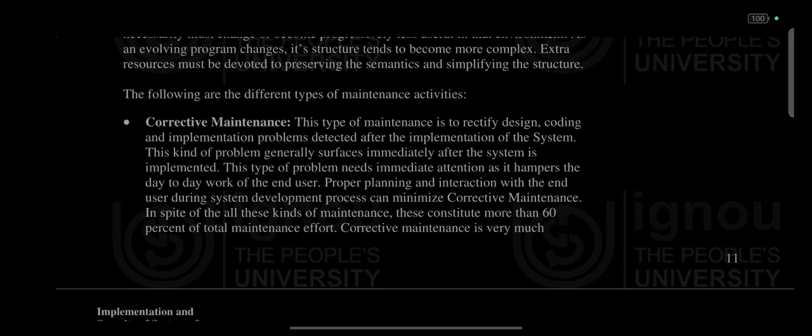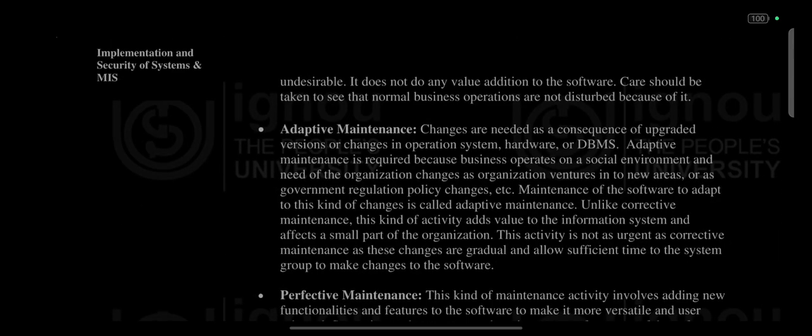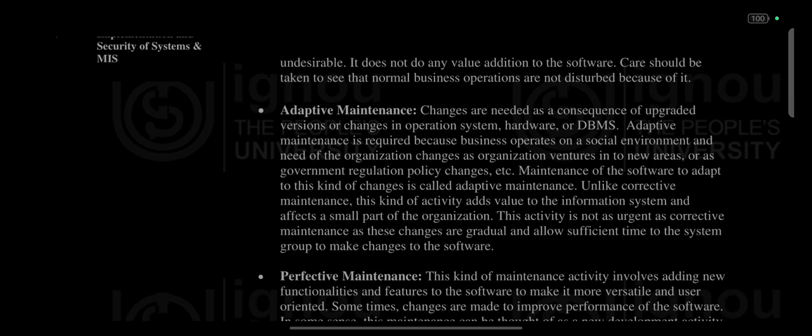Proper planning and interaction with the end user during system development process can minimize corrective maintenance. In spite of this, it constitutes more than 60% of total maintenance effort. Corrective maintenance is very much undesirable. It does not do any value addition to the software. Care should be taken to see that normal business operations are not disturbed because of it.